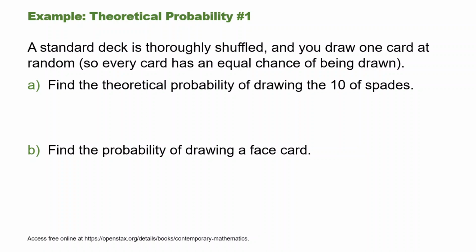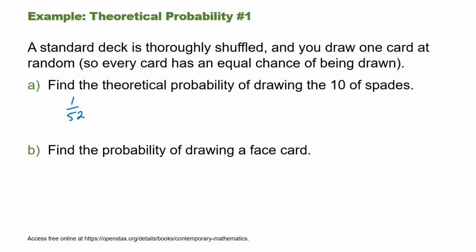It might be a good idea to go back, if you're not familiar with cards, to the previous slide which shows a deck of cards. If we look at that standard deck of cards, there is only one card that has a 10 on it and also a spade. So the 10 of spades, there's one of those. So the theoretical probability of drawing the 10 of spades is 1 out of 52. One card that we're interested in out of 52 possible cards.